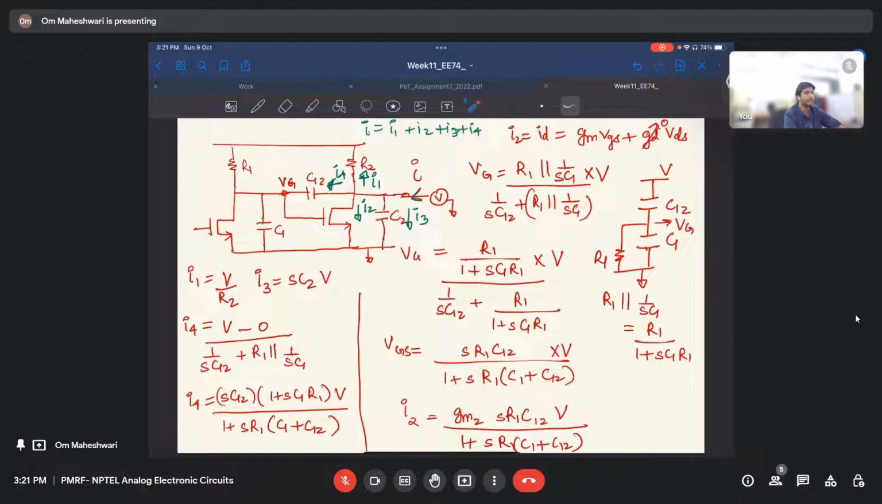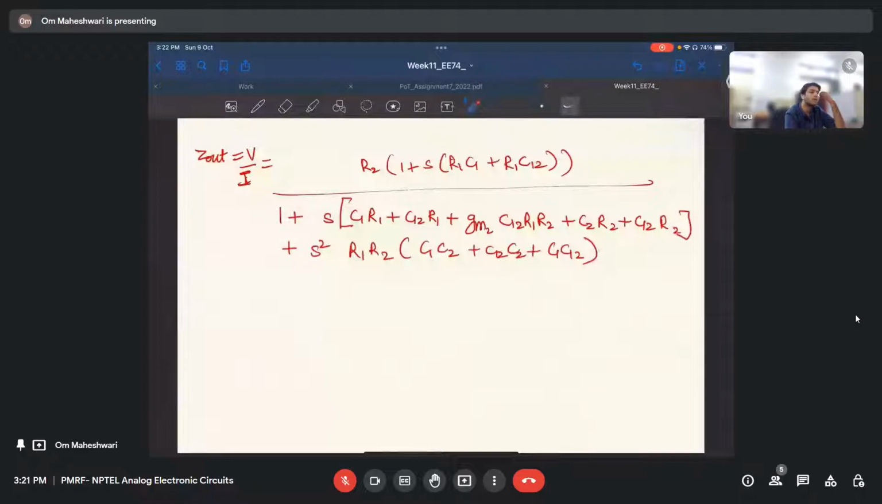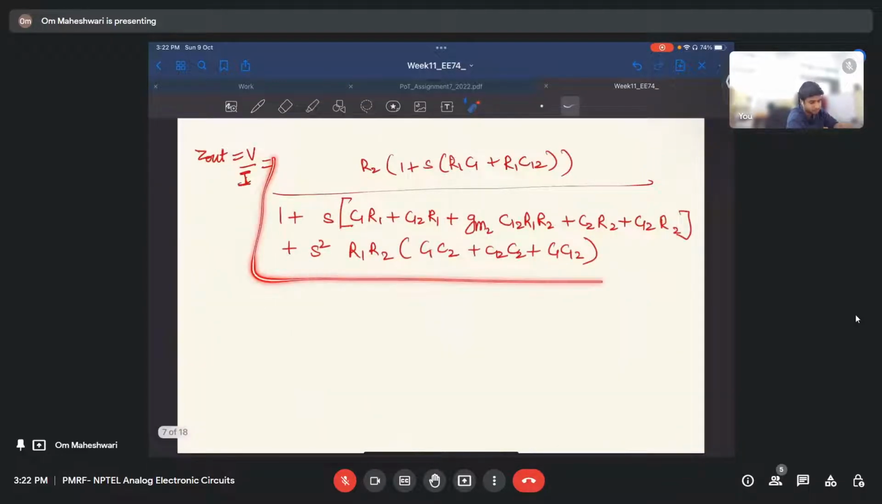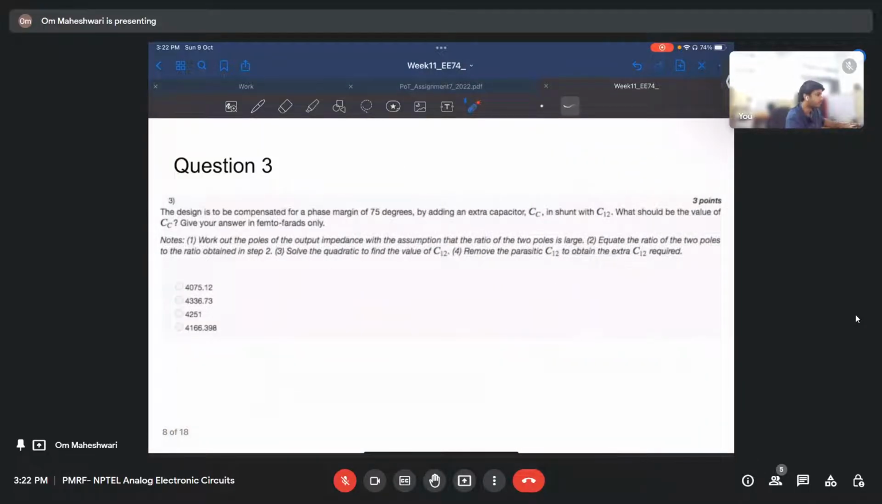Is this clear? Yes, sir. Clear. Okay. So this question does not have any numerical values also, so you can directly check your answers also, which one is matching with this one or this one. You can directly get the answer. You do not even have to do anything for this question in your assignment. Okay, so next question.